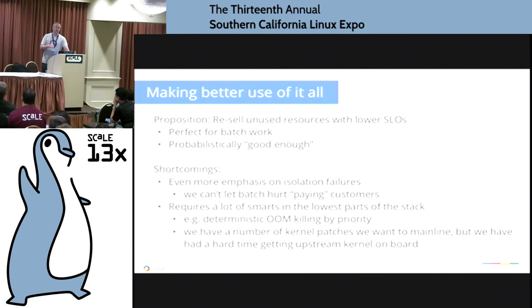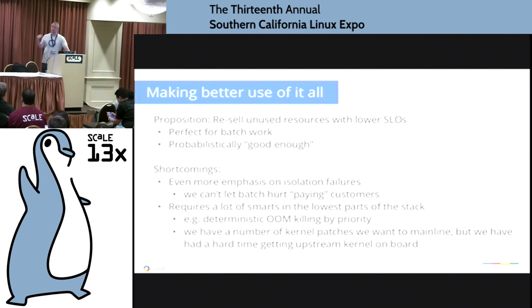The more people thrash the cache, the more people stress the system and find ways that we haven't contained isolation or performance. And it's really, really important that we don't let this MapReduce hurt web search, or hurt Gmail or hurt ads. And it requires a lot of smarts at the bottom of the stack, right?